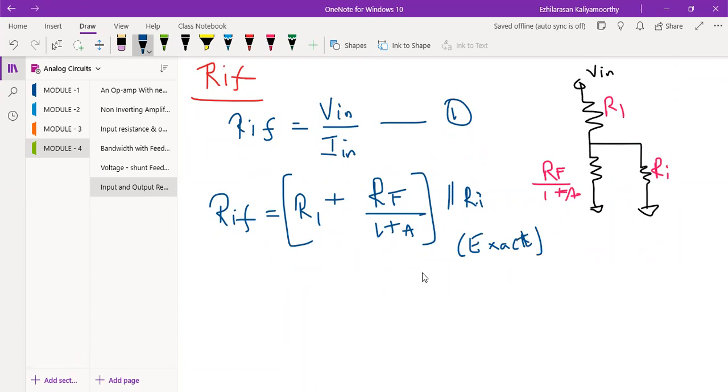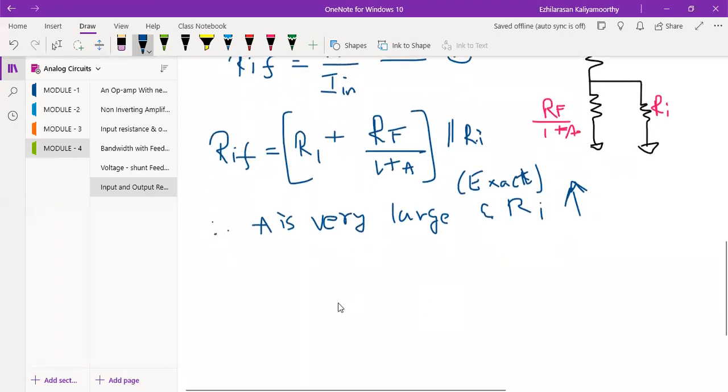This is for the exact case. Next, if you want to find it for the ideal case, the A value is normally very large, correct? Since A is very, very large, and the Ri also is large, the input resistance Ri will be very much less than RF by 1 plus A.